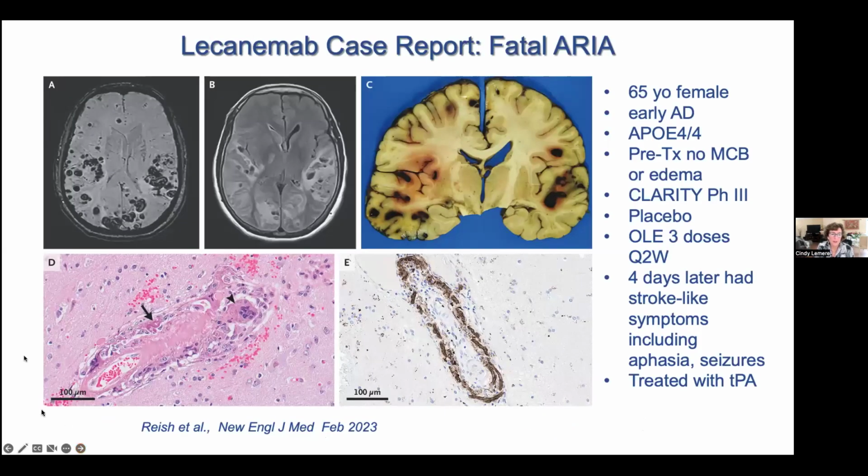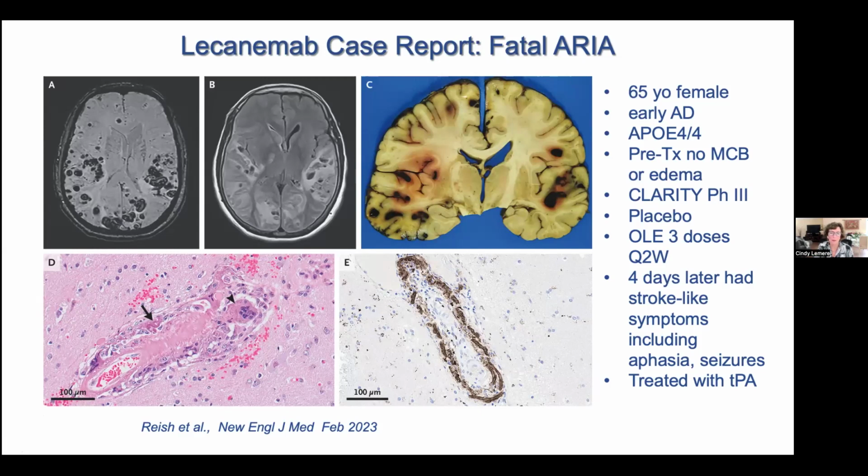And then this is just an example of what can go very wrong. This is a 65-year-old patient with early Alzheimer's disease. She was an ApoE4/4 individual, and she had no microcerebral bleeds, no microhemorrhages at the time of immunization or the time of joining this trial. She was in the Clarity phase 3 trial by Eisai and Biogen, and she was on the placebo dose for the first part of the trial.